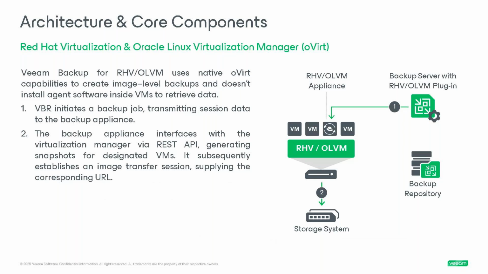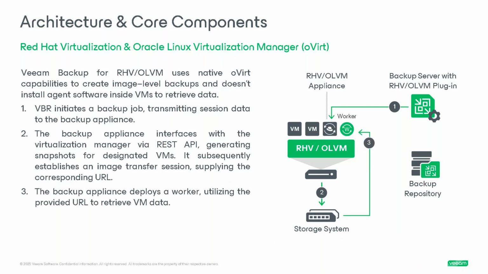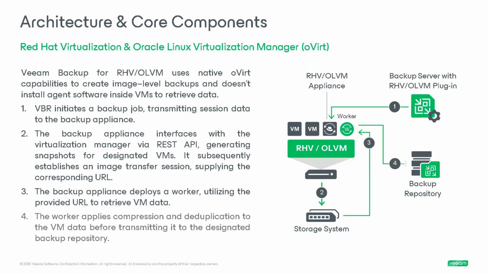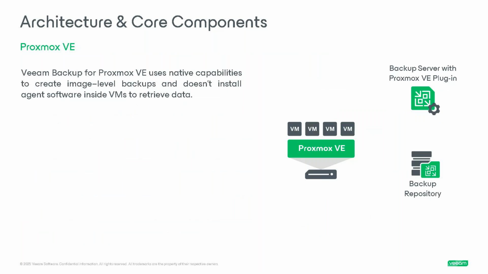The appliance interfaces with the virtualization manager via REST API, creates a snapshot for the VMs you choose, creates an image transfer session, supplying the corresponding URL, and deploys the worker, utilizing that URL to retrieve the data. The worker applies compression and deduplication to the data and sends it to the repository. So it's the same, just uses different terminology. We'll probably get more used to it as time goes on. And Proxmox, also a KVM.